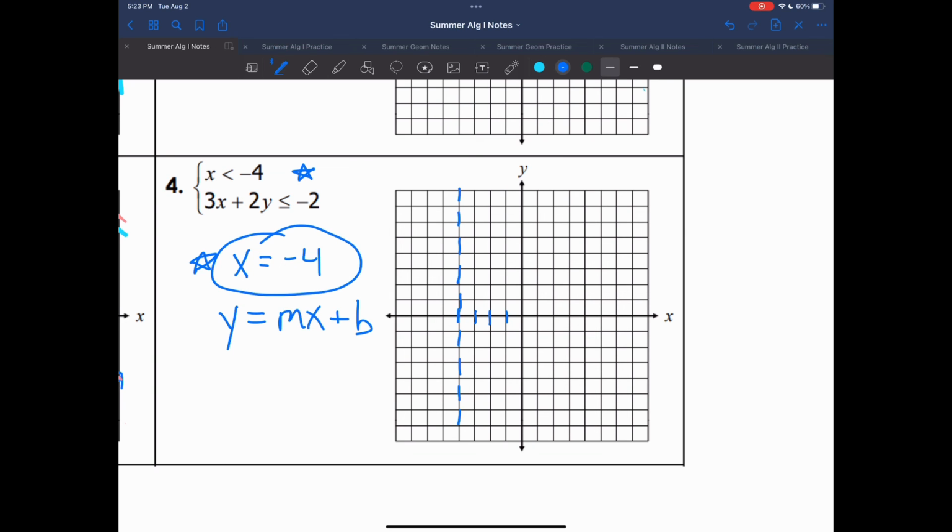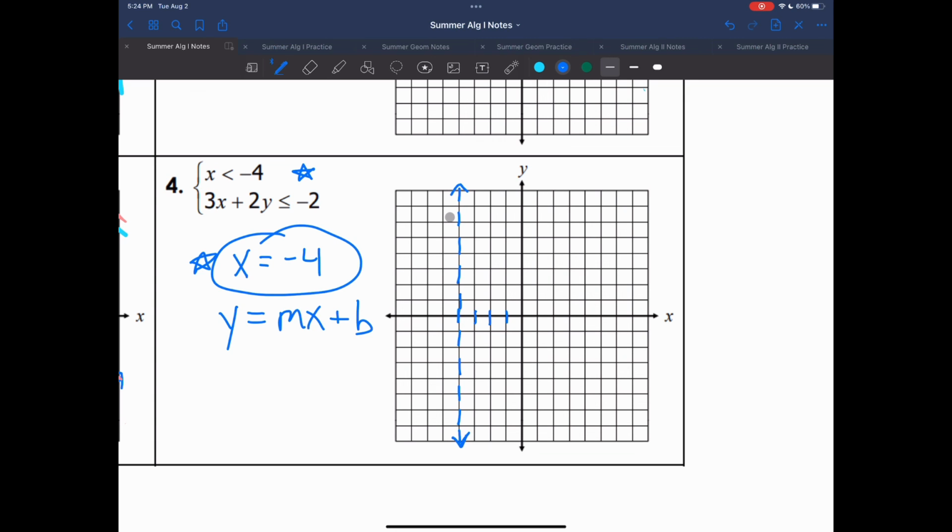They're honestly the easiest to graph, but I don't think most of y'all have learned how to graph them, so now you know, and they're very easy. Okay, so that takes care of that one. Let's talk about the shading of it as well. X is less than -4.